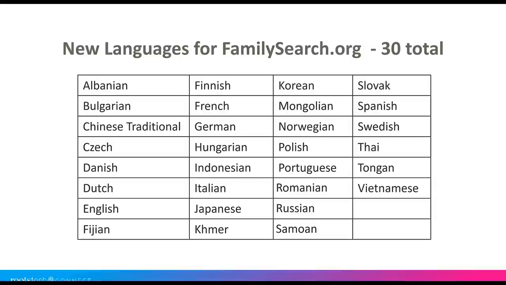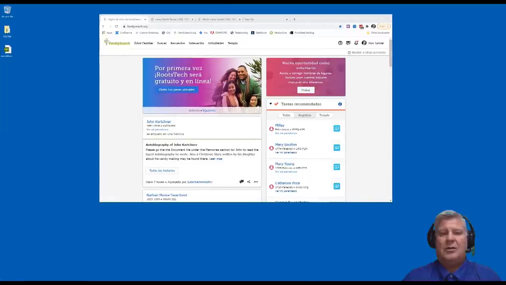Now, because there are different languages, I wanted to show you how the languages work. If you set your browser to a specific language like Spanish, then we will show FamilySearch.org in the language of your browser. If we do not support your browser language, then we will default to English. Let's go take a look.